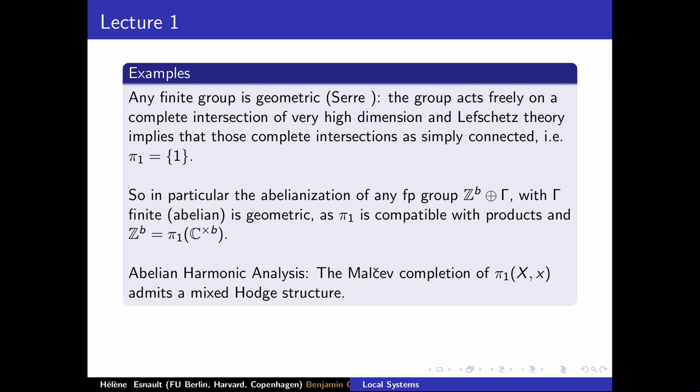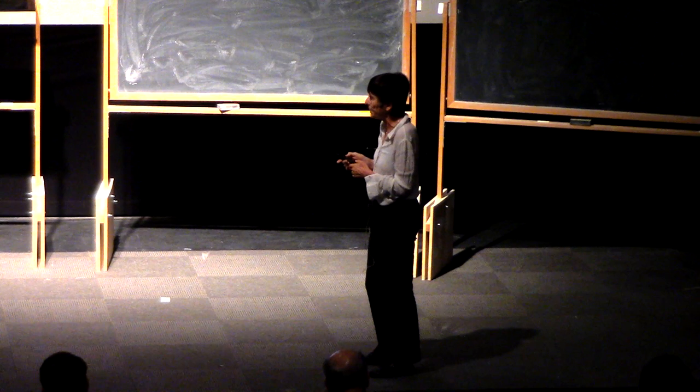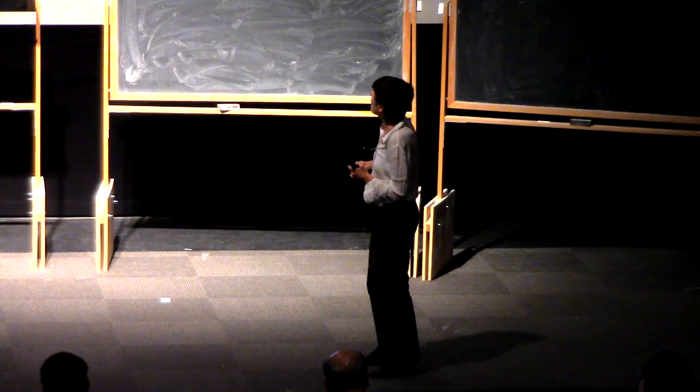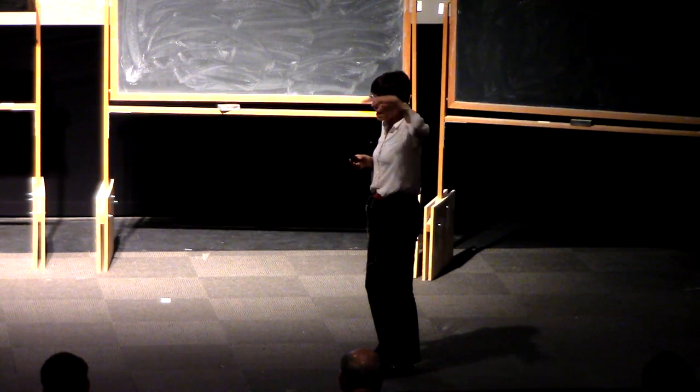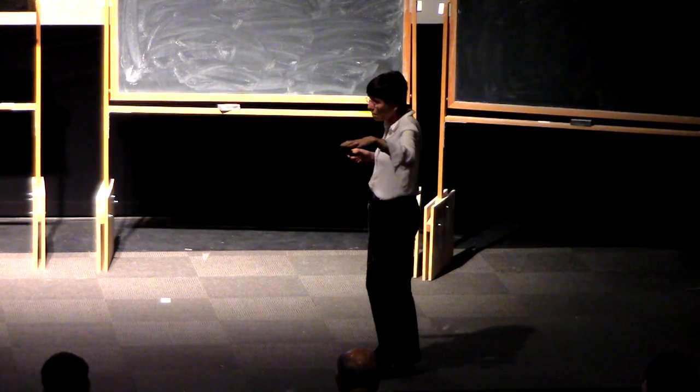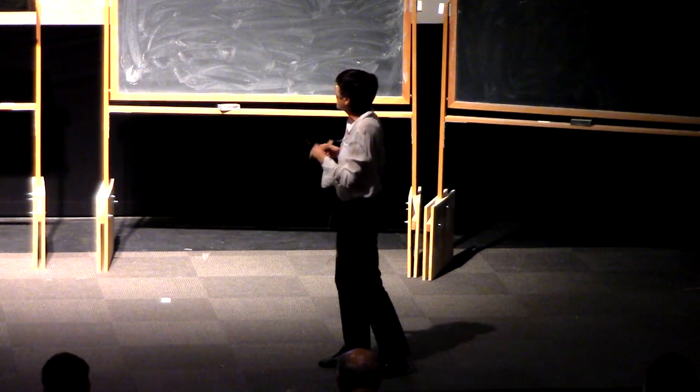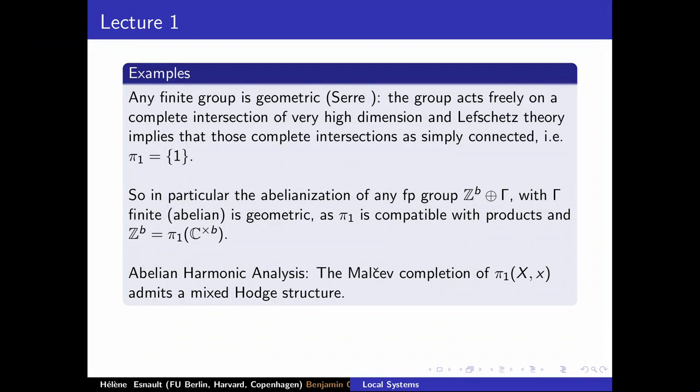Examples. Any finite group is geometric. This is a theorem due to Serre. It's a beautiful construction. In fact, Serre wrote a seminal article at the end of the 50s in Mexico on the topic. And he proved in particular that when you have a finite group, you can let it act freely on a complete intersection of very high dimension and very high degree. And because it acts freely, you can look at the quotient, and by what Bert was explaining previously, by Lefschetz theory, this complete intersection of very high dimension has trivial fundamental group, and consequently, the quotient has as fundamental group the group we started with.